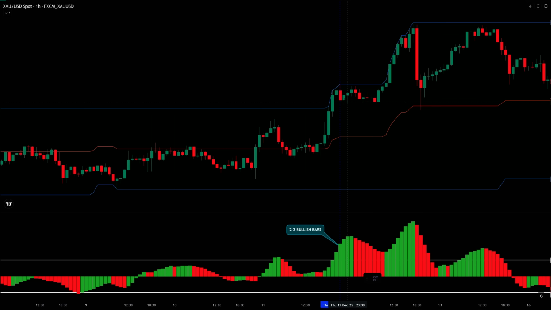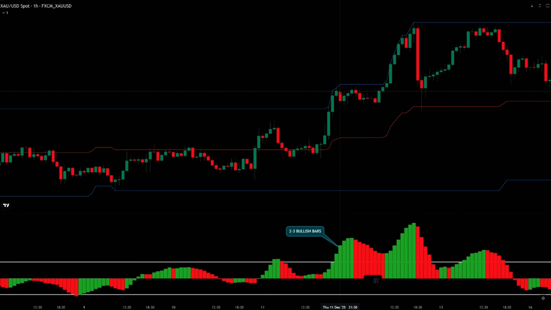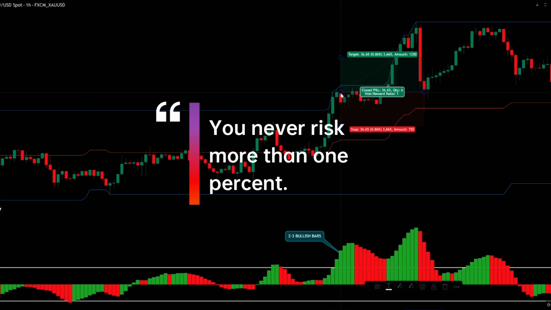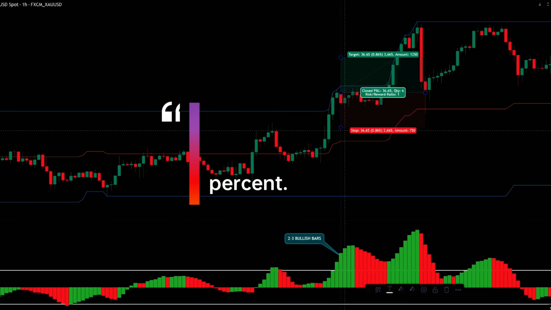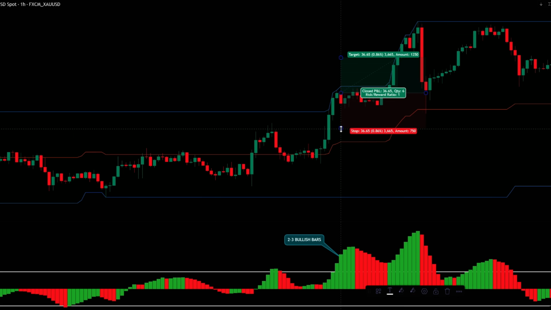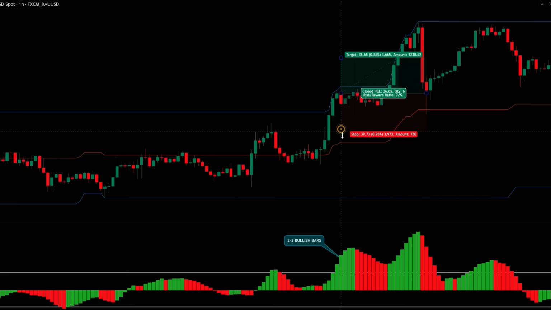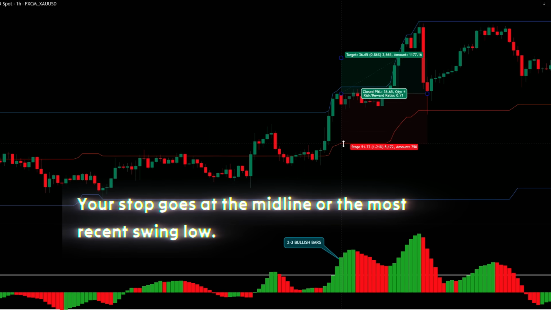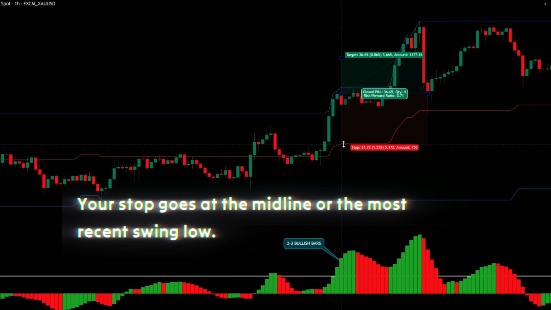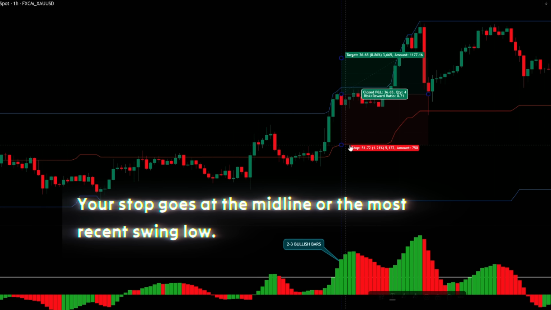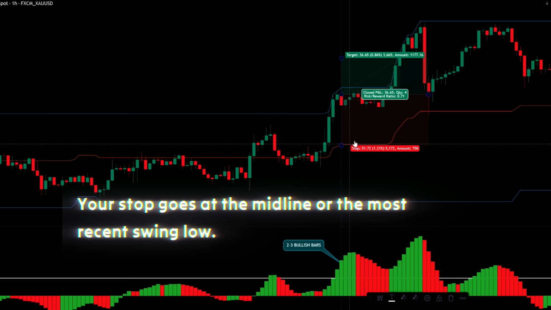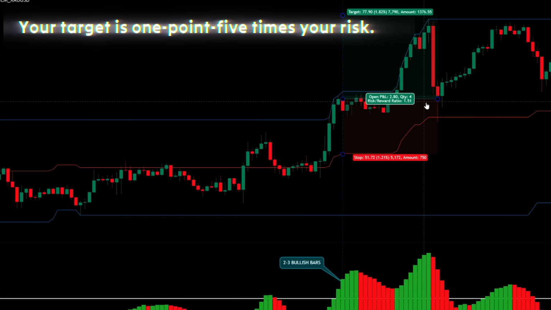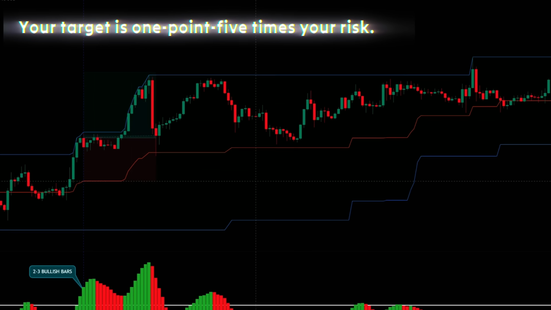Now risk, because this is where accounts survive or die. You never risk more than 1%, ever. Your stop goes at the middle or the most recent swing low. If price breaks that level, you're wrong, and being wrong quickly is a skill. Your target is 1.5 times your risk. That way, you don't need to win every trade to grow.